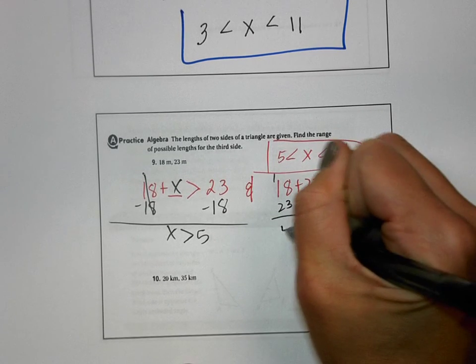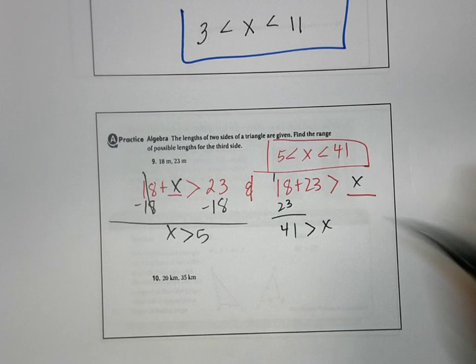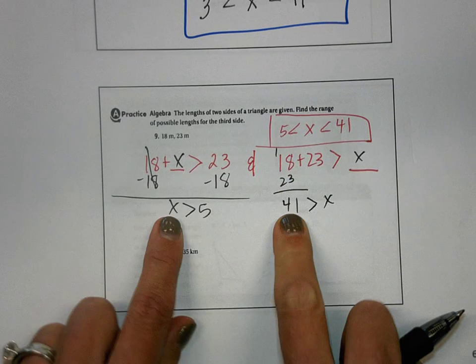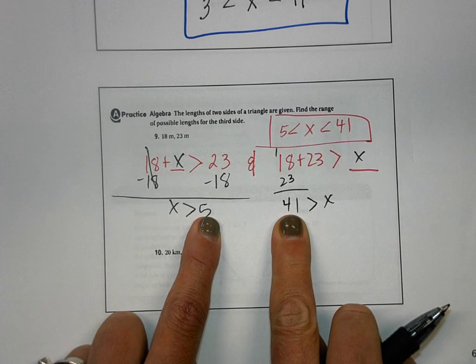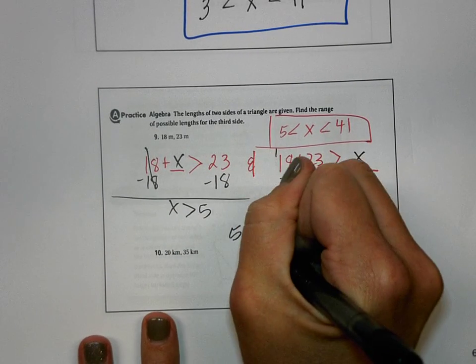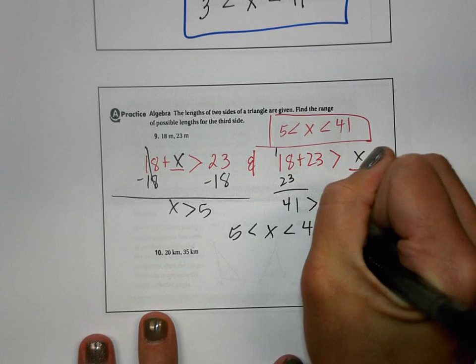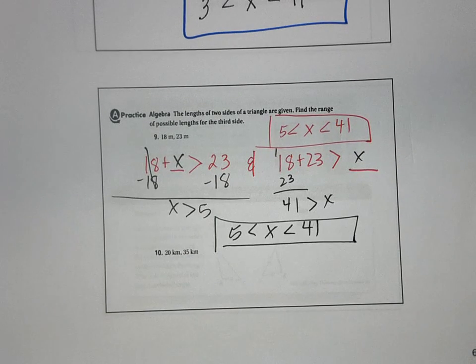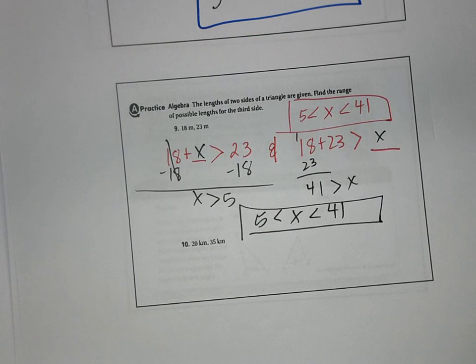When you write it, which number is smaller, 5 or 41? 5. 5 is less than x is less than 41. You always use a less than sign, smallest to biggest. Okay? Do we have any questions?